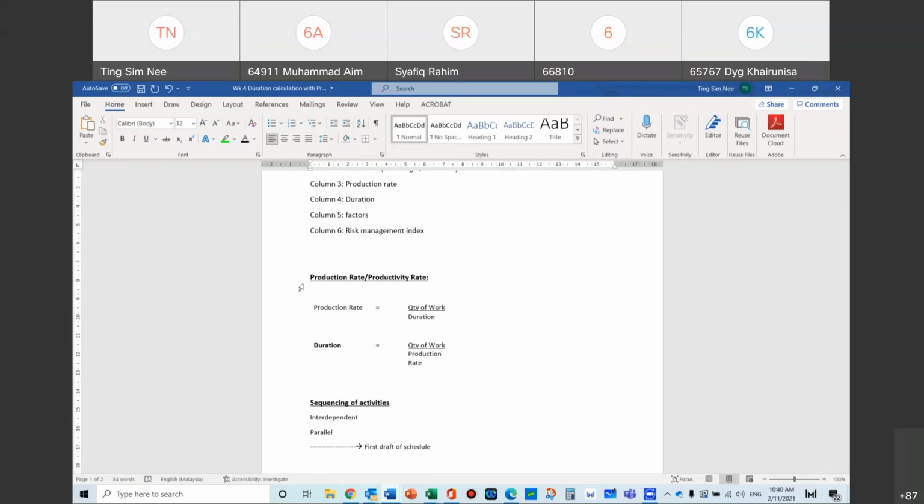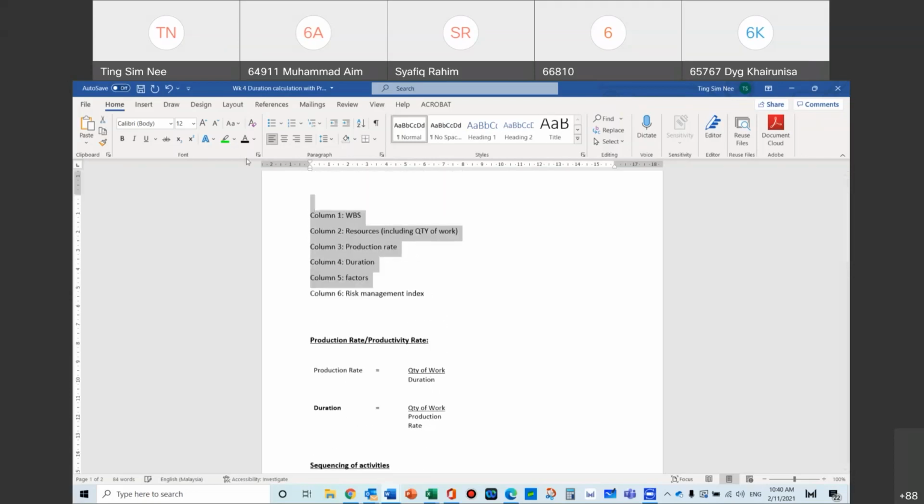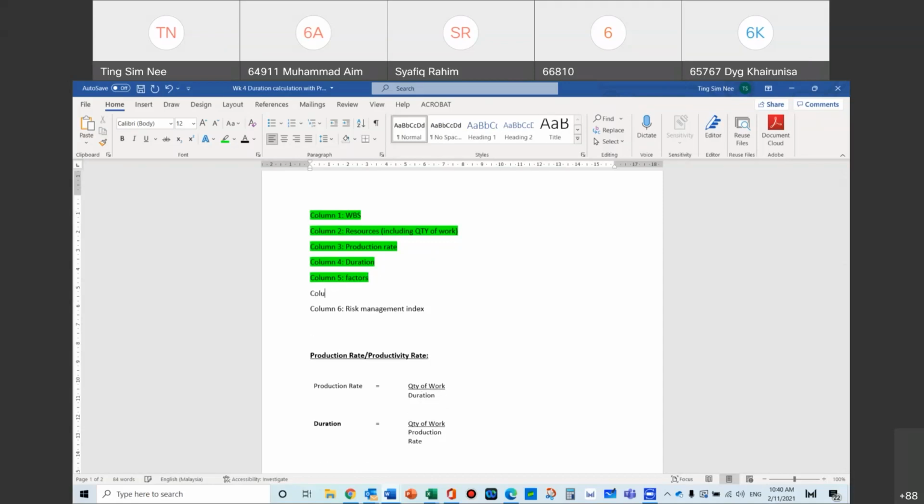So for your assignment, okay, I basically need you to do up to subject 2. Okay, this is the first bit. So I wouldn't include risk management index in your assignment. I would want to see you do your resources and your production rate, and then your duration, and do your factoring and start to have a final duration. So your column 6 will be a duration that is reasonable. It can be manual, it can be a selected one, or it can be the one that you calculate. So you will have 6 columns. This, I can call it column 5A.